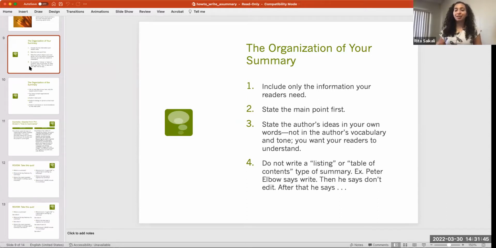Number three, you state the author's idea in your own words, not the author's vocabulary and tone. You want your reader to understand. So you are taking the author's ideas, but not necessarily their tone. You are expressing yourself so that your reader can understand what this article is about, just the information. Tone is the way they sound. If someone sends you a text message with like 700 exclamation points, you would look at that text message and think, whoa, why are you yelling at me?